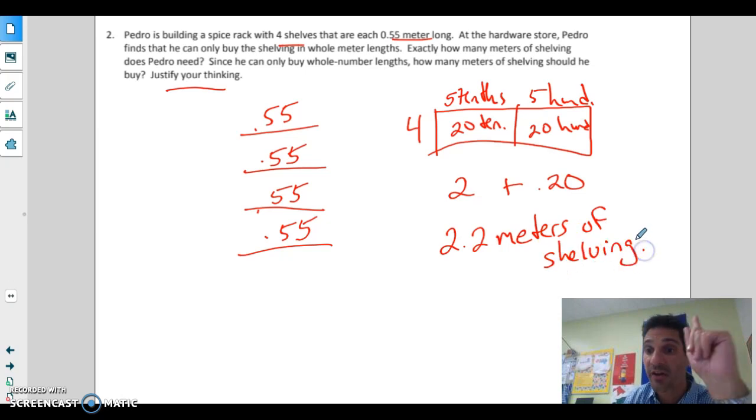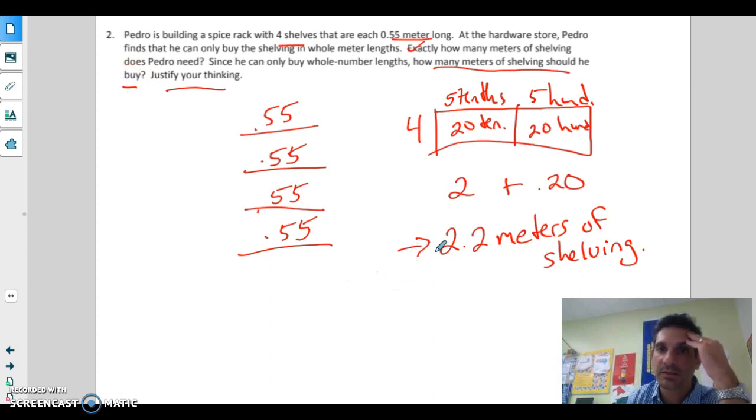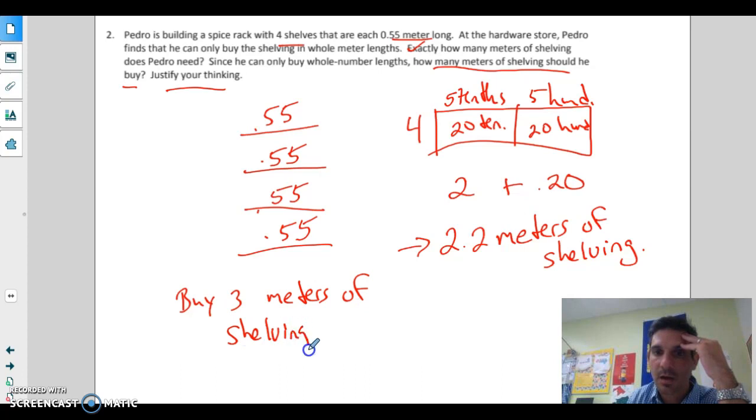But wait, there's more, because exactly how many meters? I checked that one off. Since he can only buy a whole number of lengths, how many meters of shelving would he need to buy? Well, I need 2.2. How many meters do I need to buy? Well, I don't need to buy 2 because that wouldn't be enough. So I have to buy 3 meters of shelving.